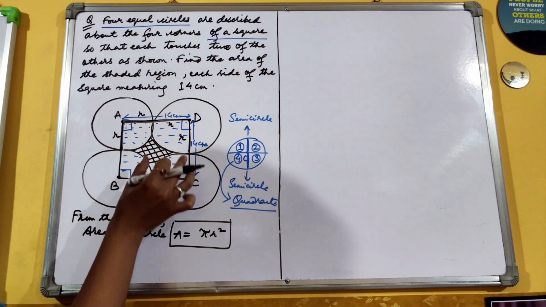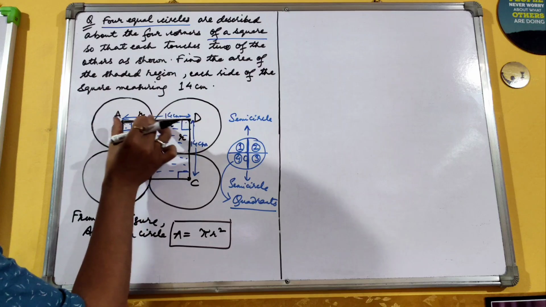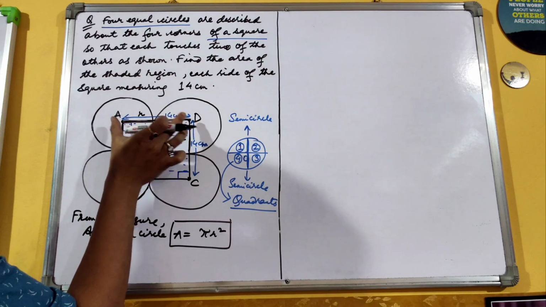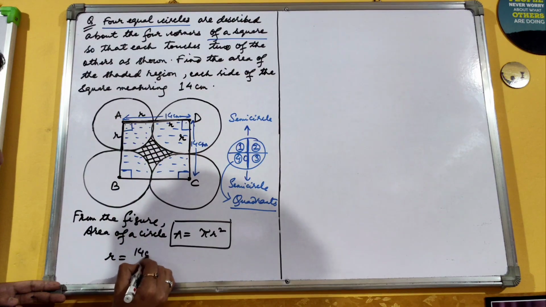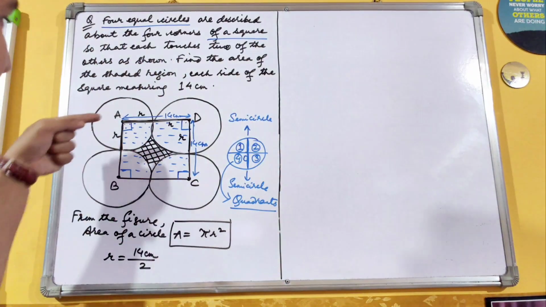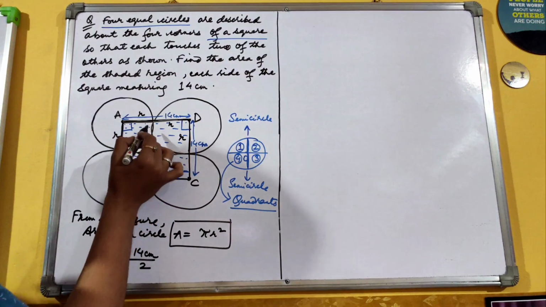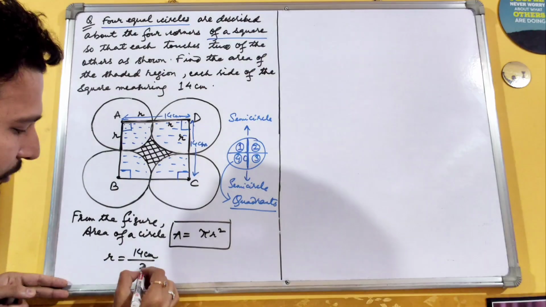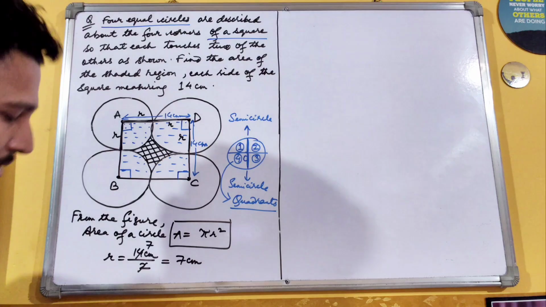So if you have this edge length as 14 centimeter, the radius will be half of this edge length, meaning half of AD, right? This is 14, this is R and R. So radius would be 14 centimeter by 2. Don't get confused with diameter, because edge length is not the diameter. From the figure, you can find out that radius is half of 14, which is 7 centimeter.